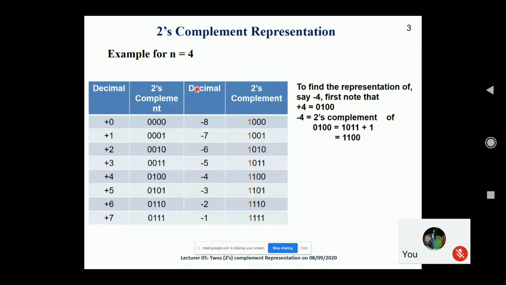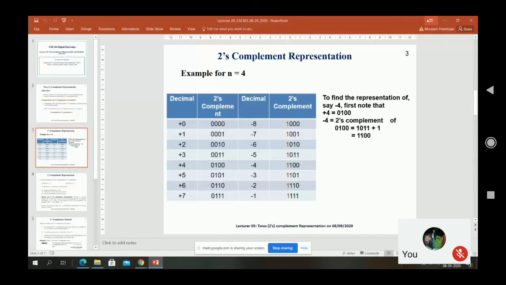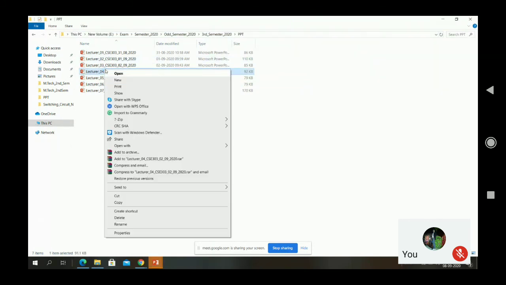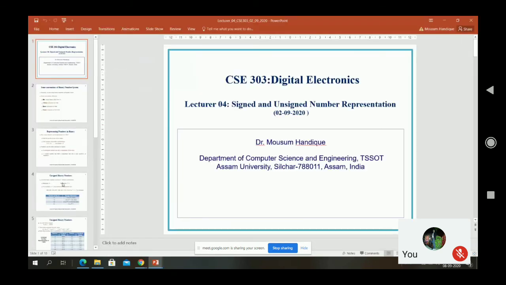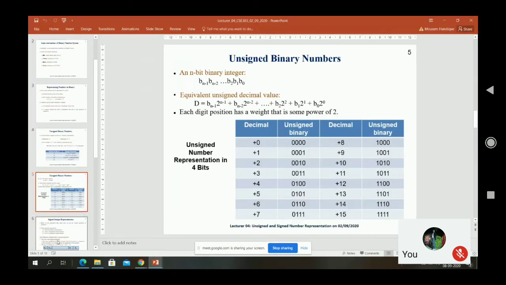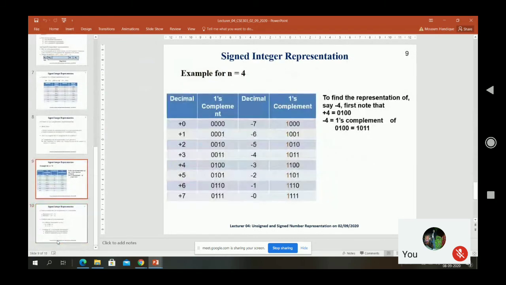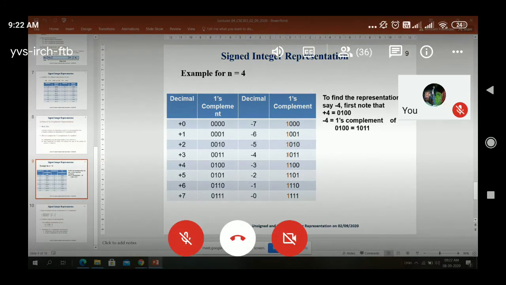Just a minute, I am going to open it again. See here, is this PPT visible to all of you? Yes, sir.